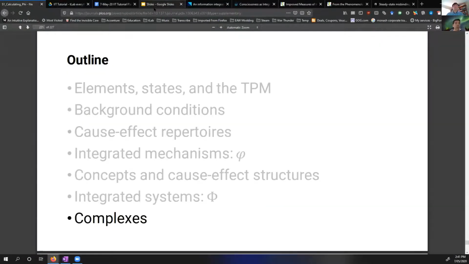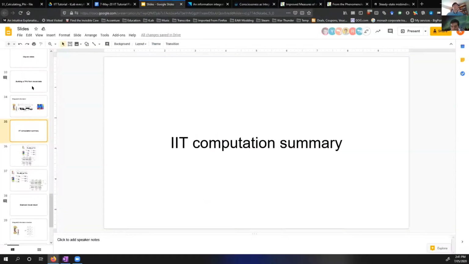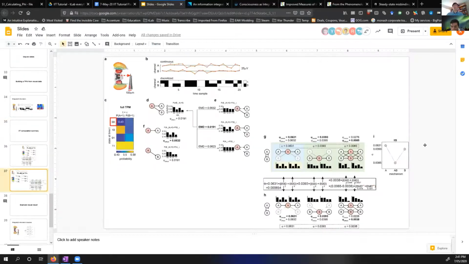But just to summarize here, basically everything up to here is what PyPhi does, and what follows is something that we have to do manually outside of PyPhi. But I have a figure here which basically summarizes all the steps, all the computations which are being done in PyPhi. So if I make this full screen.